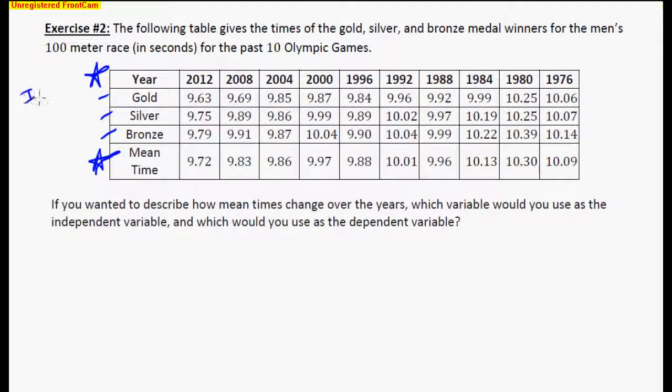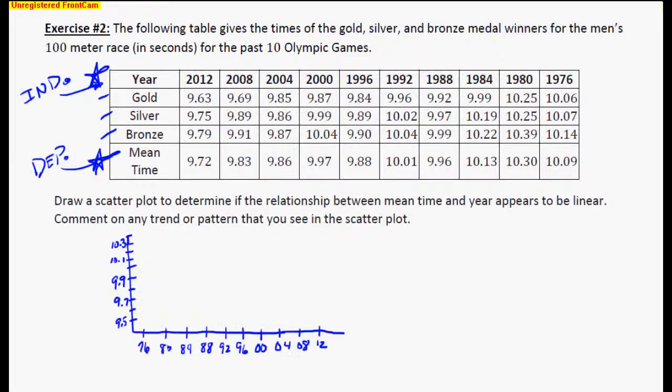I'm going to label this one IND for the independent variable, and the dependent variable, I'm going to put DEP. All right, so what they want us to do, if I switch over to this one right here, is draw a scatter plot to determine if the relationship between mean time and the year appears to be linear. Okay, now what I went ahead and did is sketch myself a little graph. What I'd like you to do is just pause the video and sketch this graph. And I'm going to go ahead and label, we said the independent is going to be down here.